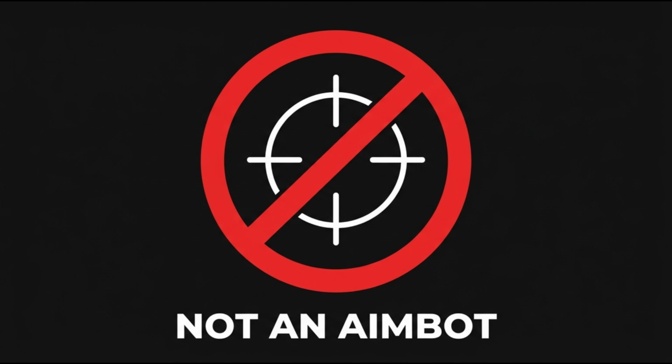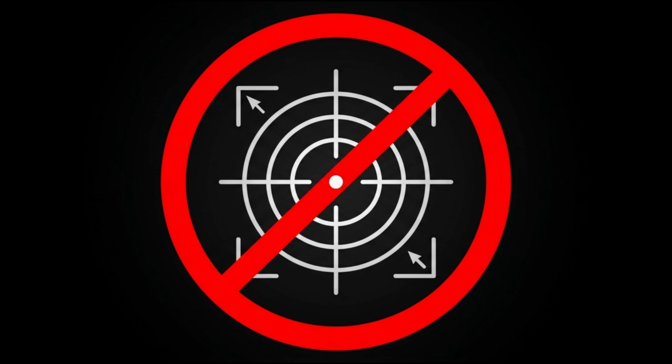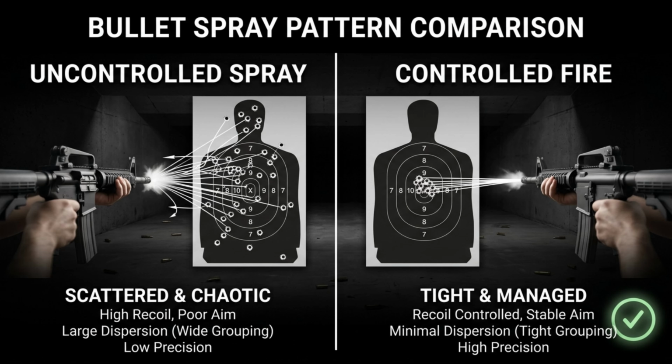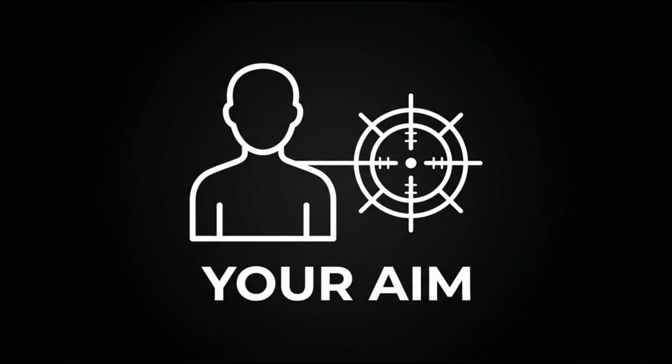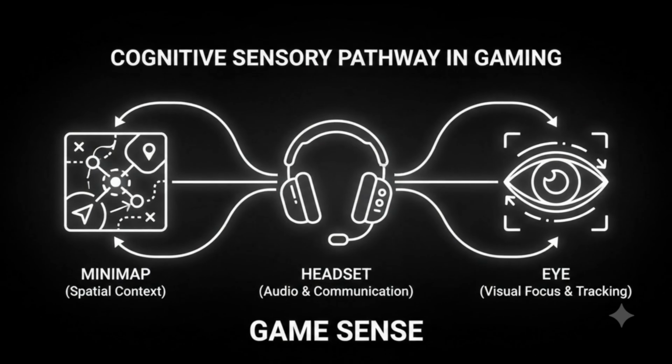Before we finish, one important clarification. This is not an aimbot. It does not aim for you. It does not track enemies, and it does not lock onto targets. It only helps you maintain more consistent recoil control. Your aim, movement, and game sense still matter the most. So please use it responsibly.